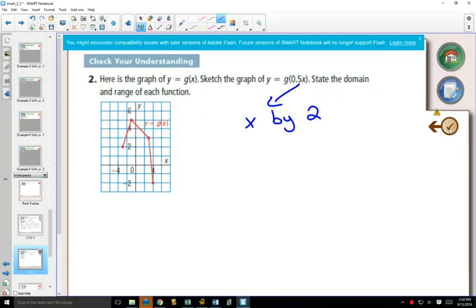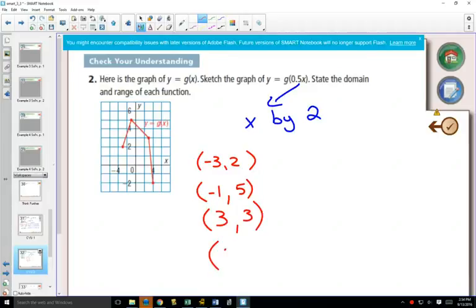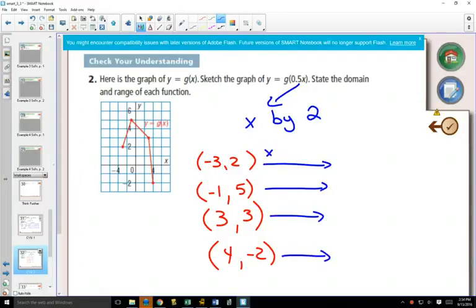Now on our original graph here, there are 4 key points. We're going to list all 4 of those. We have (-3, 2), (-1, 5), (3, 3), and (4, -2). To all of those points, you're going to multiply your x values by 2.